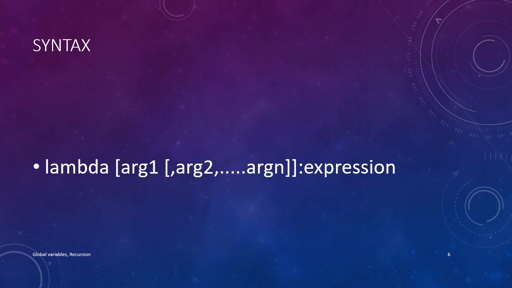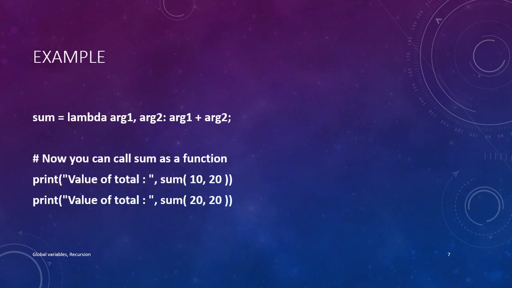Syntax of anonymous function or lambda function. The keyword used to define a lambda function is lambda, followed by n number of arguments, a colon, then an expression. This is the syntax of a lambda function. Example now. See, we have declared a lambda function with two arguments, arg1, arg2. And what expression are we performing? After the colon, we specify some expression. Here we are performing a simple evaluation, that is, we are adding those values, arg1 plus arg2.